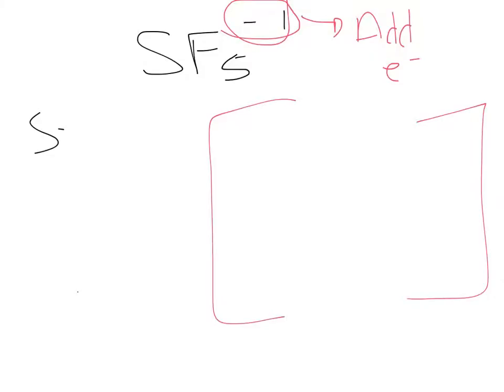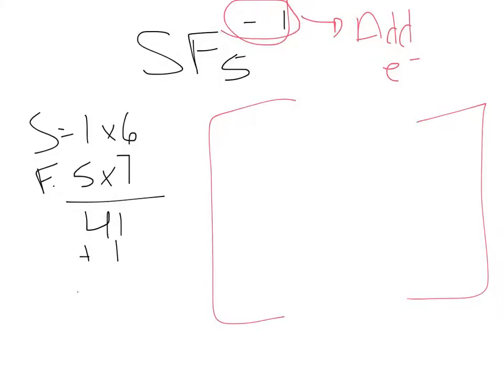So I've got S equals 1 times 6. I've got F equals 5 times 7. All right, so 35 plus 6 is 41. Now, so then I have to account for the 1 extra electron, which gets me 42. But what would throw up a red flag is if you stopped right there. It's odd. You can't have an odd number of electrons. So here's what we're going to do. We may have to adjust, but I'm going to start like this.